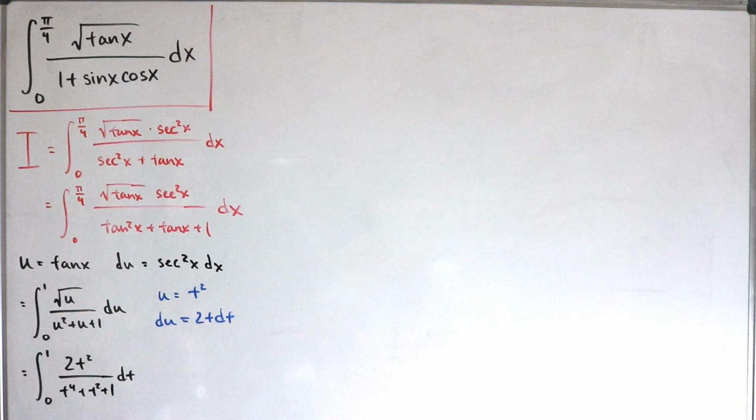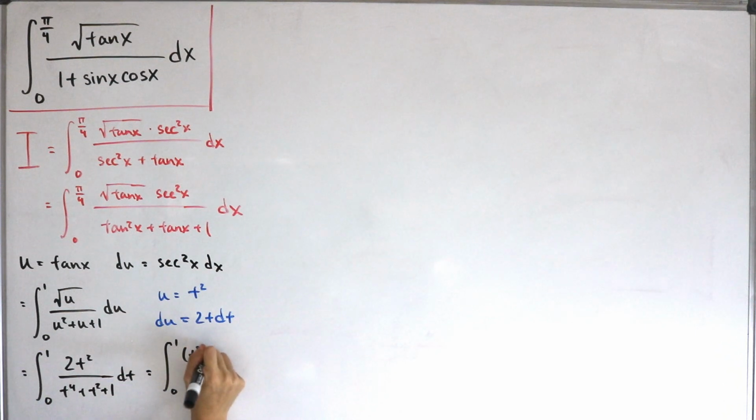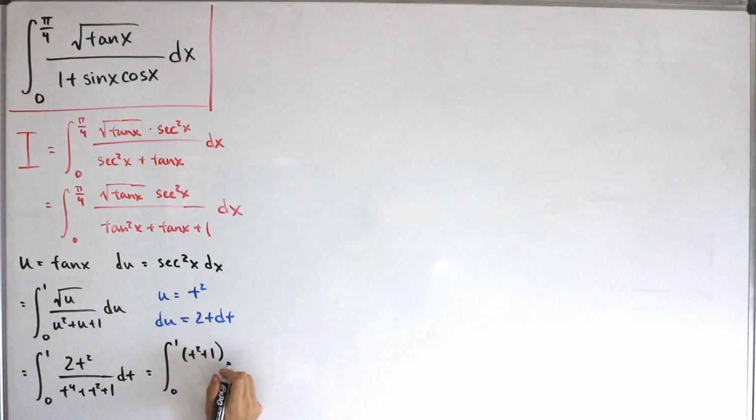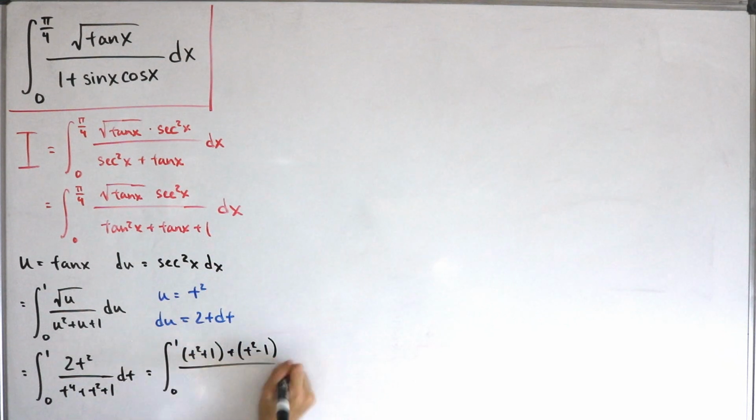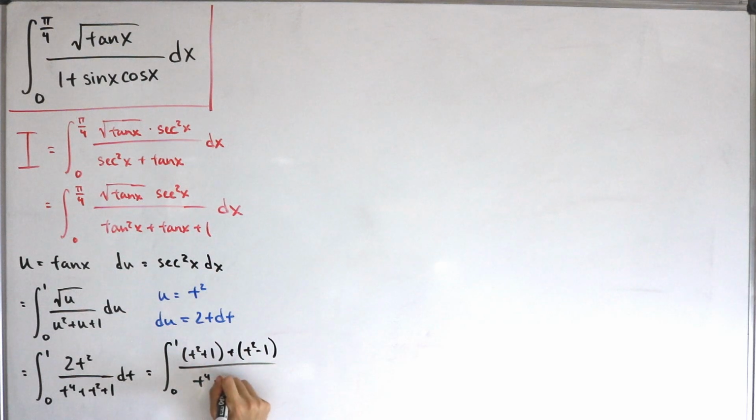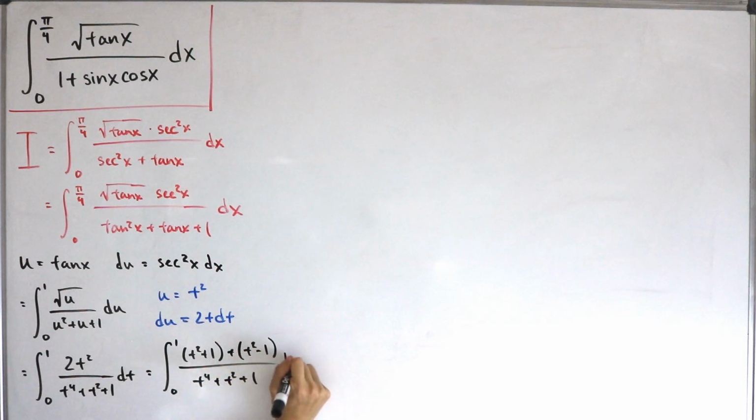What we can do now, before we get to my favorite step, spoiler alert, is break up the numerator. So I'll write 0 to 1, and I can break this up in terms of t squared plus 1, which I'll put as a quantity of its own, and then add this with t squared minus 1, and then divide it by t to the power 4 plus t squared plus 1, followed by dt.